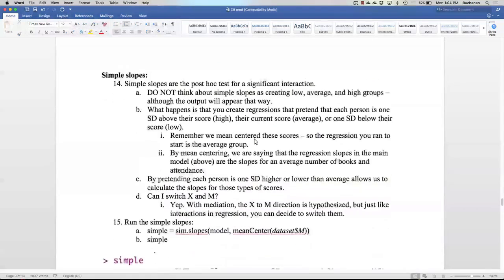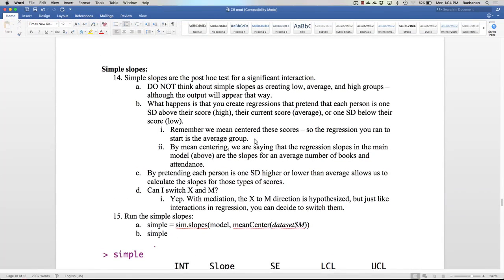And then this is where it's confusing. Isn't the best word, but I don't have a good synonym, so we'll go with confusing. We're going to create simple slopes. Most people are fine to this point as long as you're getting what regression is.